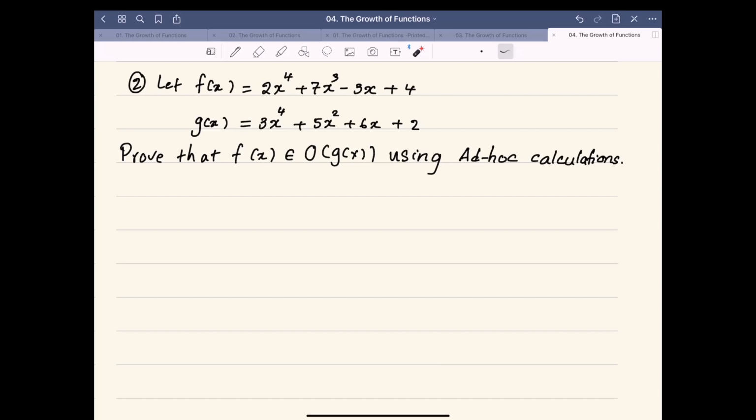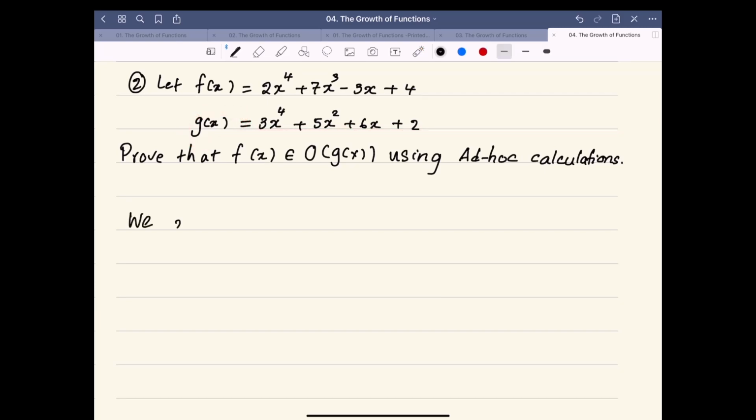By comparing the terms of these two polynomials, notice that the first polynomial has a term with x raised to power 3, but the second polynomial does not have such a term. Also, the second polynomial has a term with x raised to power 2, but the first polynomial does not have such a term. So we need to find an intermediate function that shares the same terms as g of x. So let us write it down.